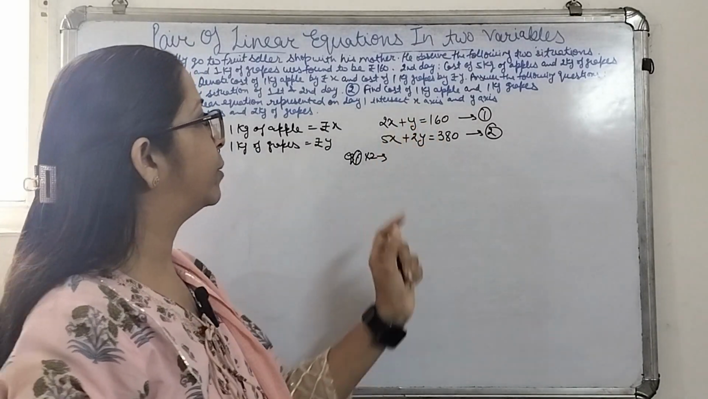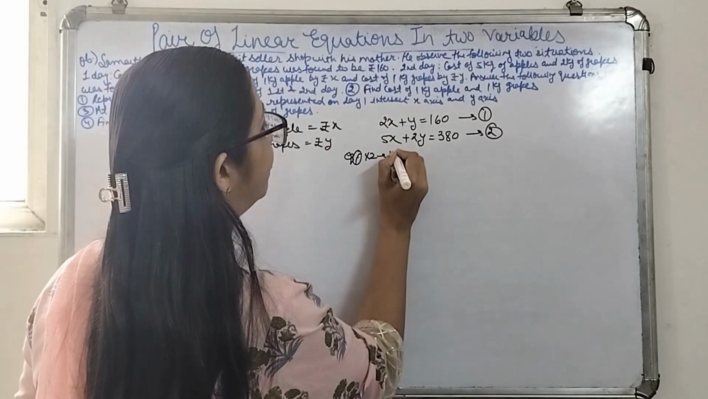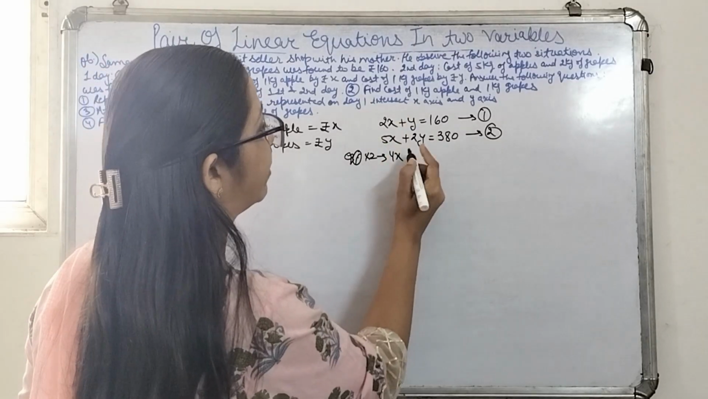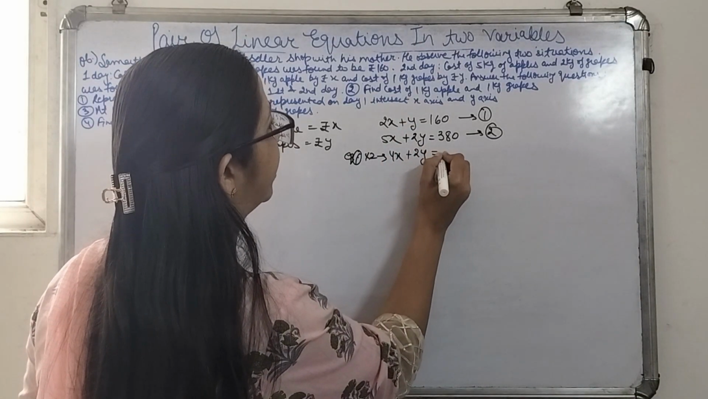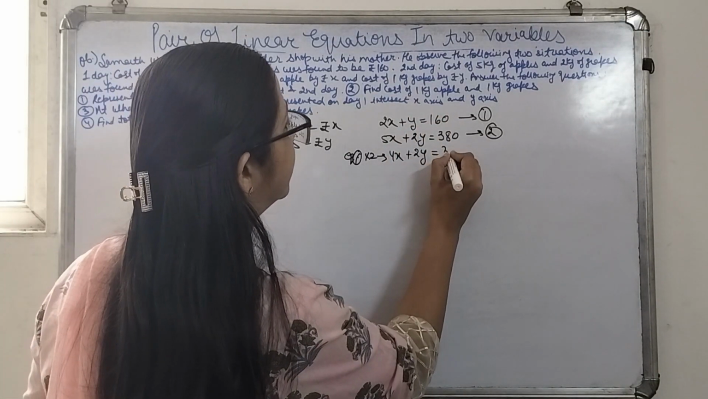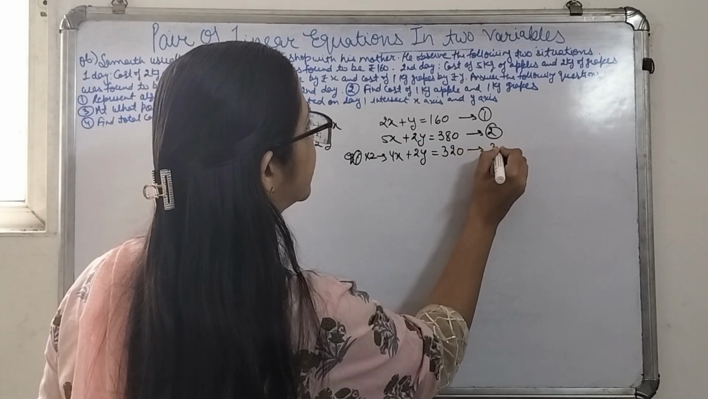So if I multiply equation number 1 by 2, what will it become? 2 multiplied by 2x will become 4x. 2 multiplied by y will become 2y. And 160 multiplied by 2 will become 320. This is your equation number 3.